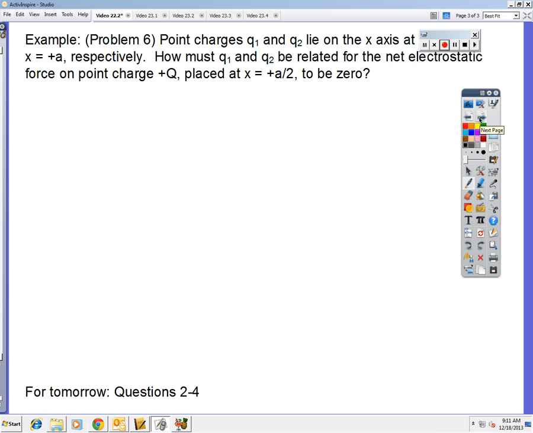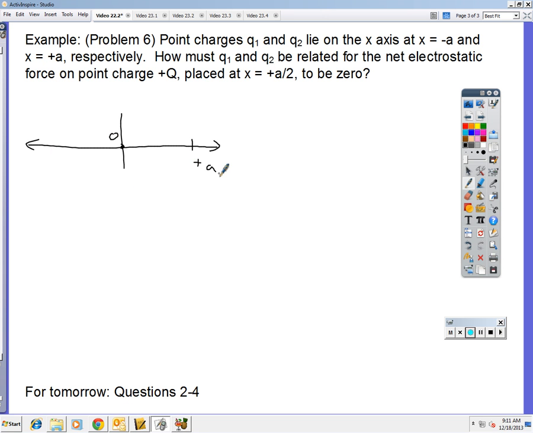Now here's an example of what you would do. Let's say you've got point charges Q1 and Q2. They lie on the x-axis at minus a and plus a, respectively. How should Q1 and Q2 be related for the net force on this third particle, plus q, to be 0? So right there is the origin. Here's plus a, here's minus a, and we've got q1 here, q2 here, and that charge plus q located there at a over 2.